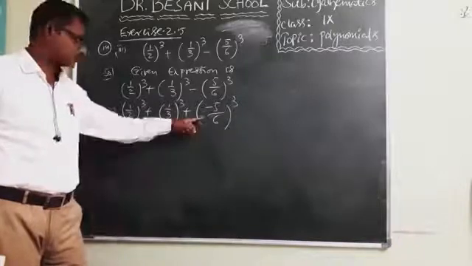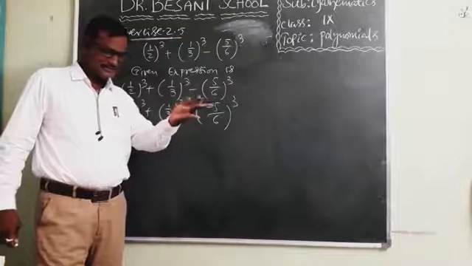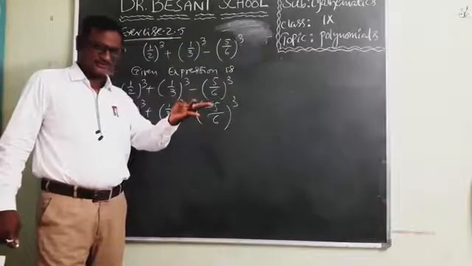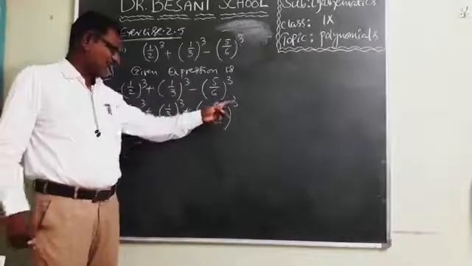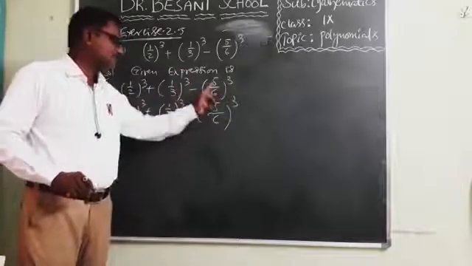How I have written this one in this manner: minus cube is minus into minus into minus. Minus into minus is plus, plus into minus is minus. So minus cube is minus. Anyway, (5/6)³.